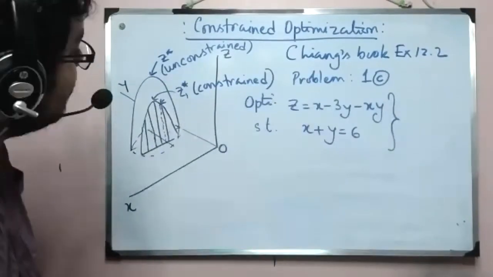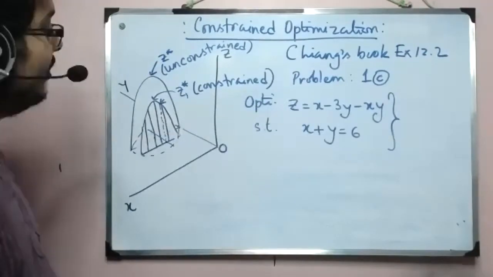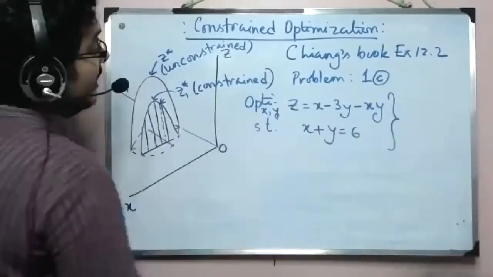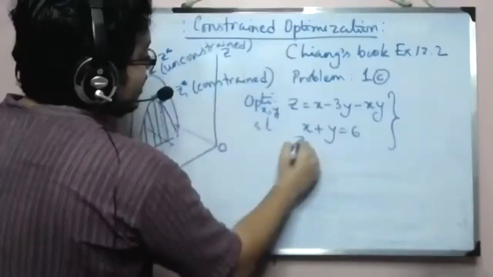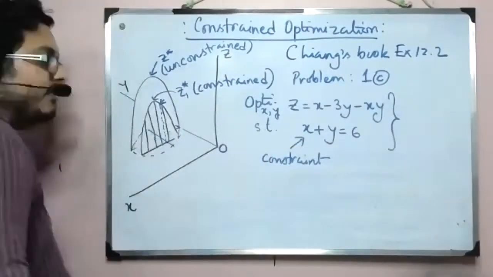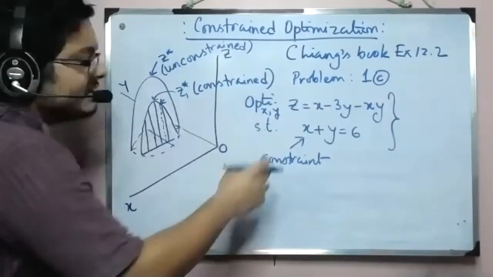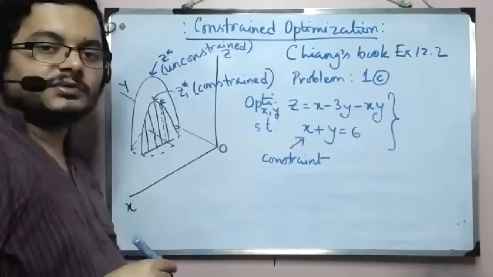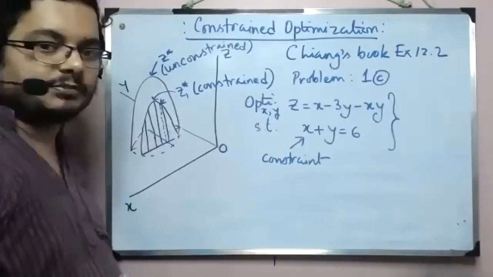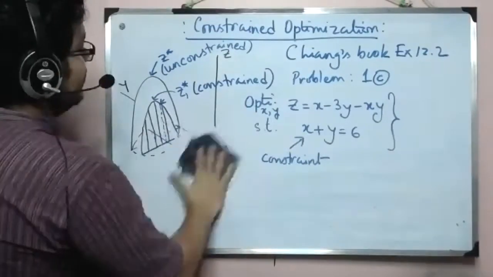So we have one objective function, and our choice variables are obviously x and y. And this is our constraint, which shows that whatever optimum we choose, we must guarantee that at equilibrium, x and y must add up to 6. That is something we have to guarantee. Now we will erase this diagram and see the methodology.